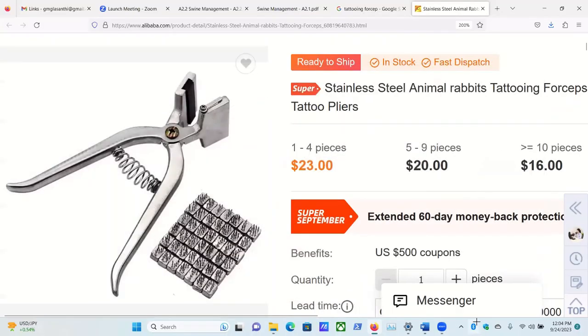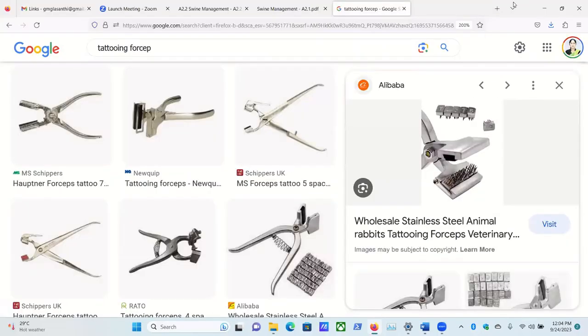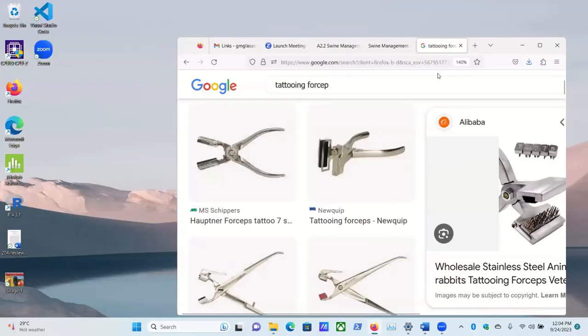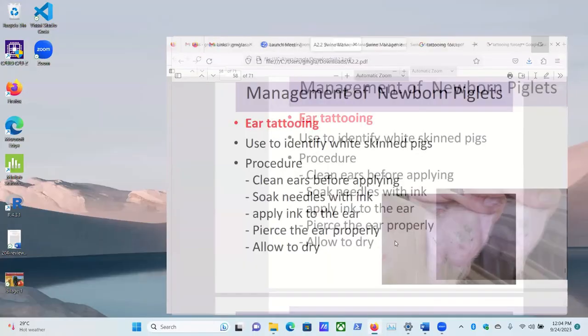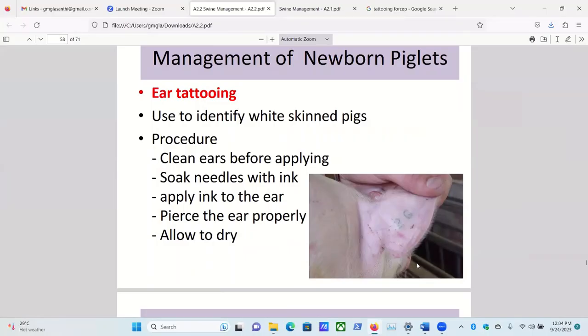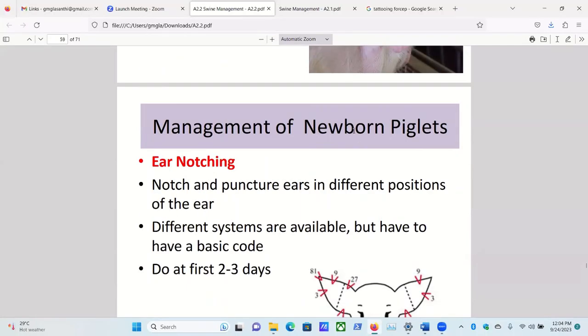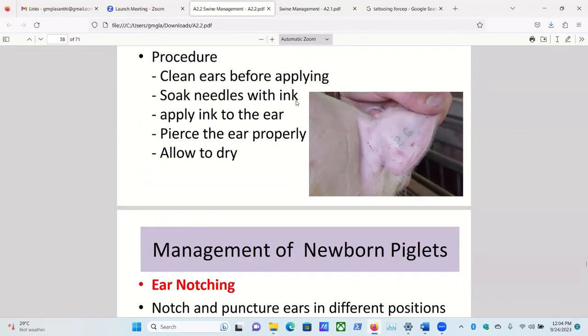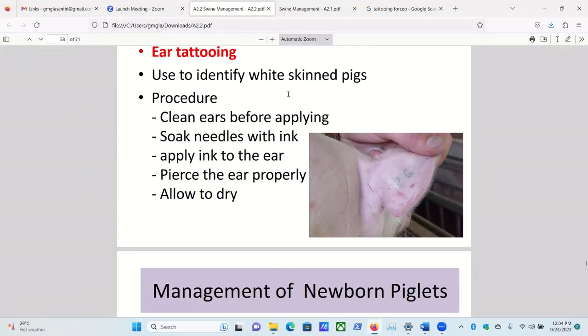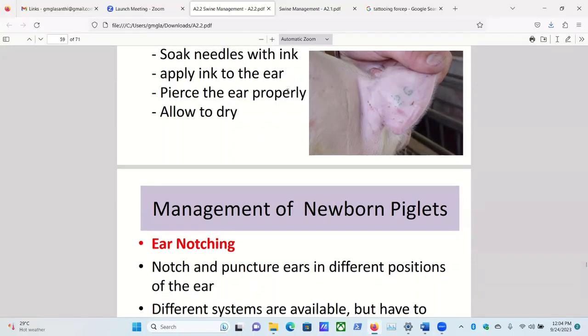And we apply some ink also and we punch. So after punching, this type of result can be obtained. So this is ear tattooing. The equipment used for this purpose is called tattooing forceps.